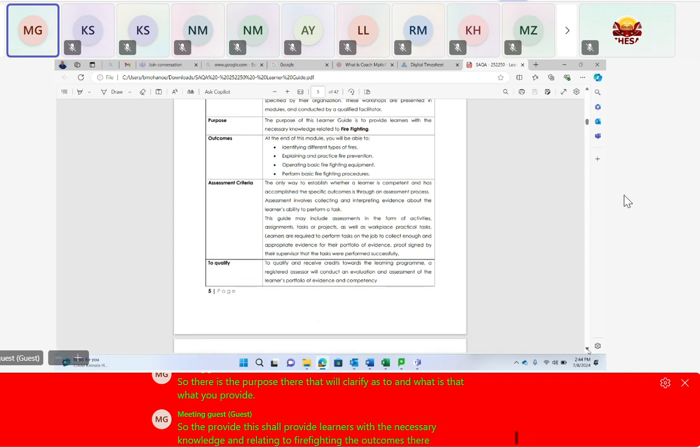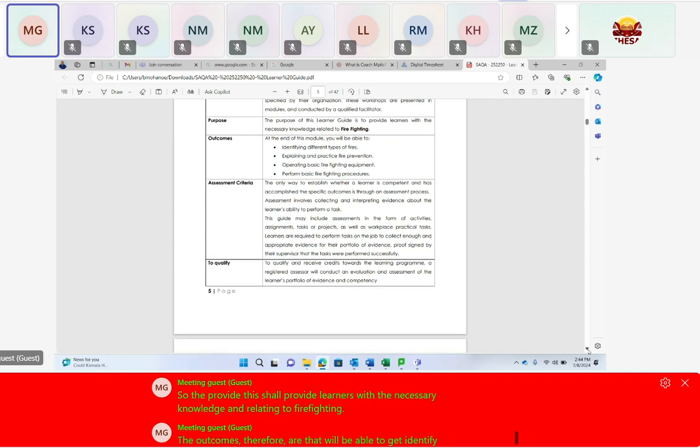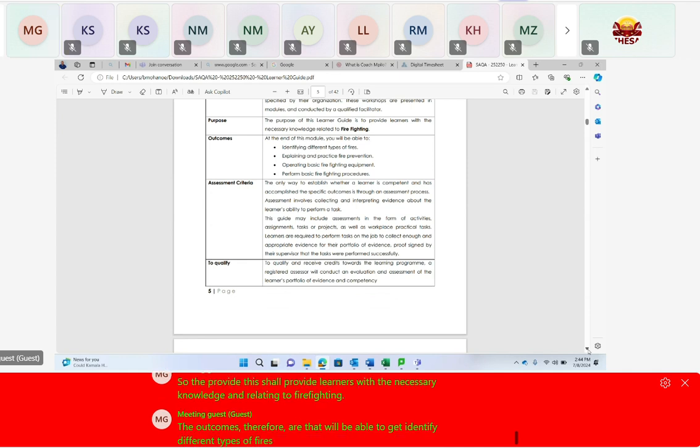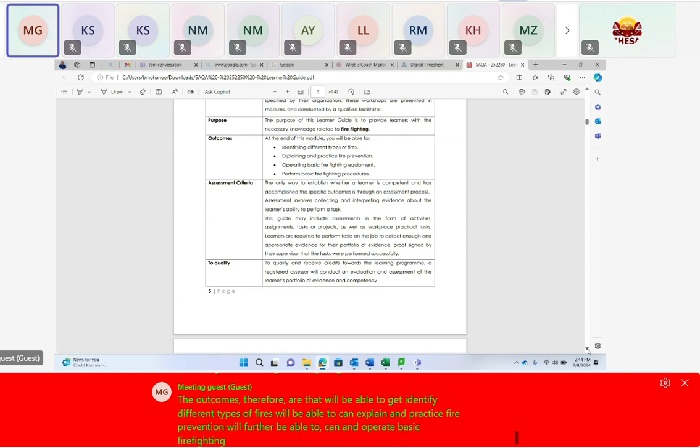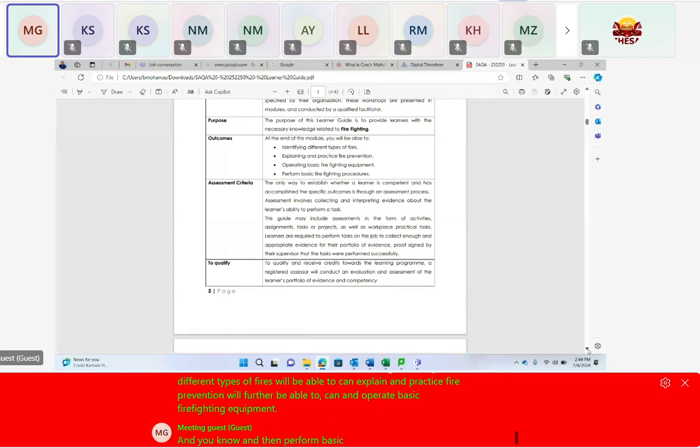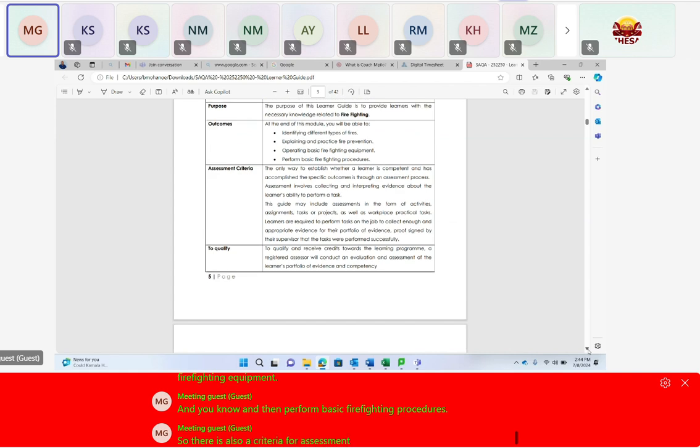The outcomes, therefore, are that learners will be able to identify different types of fires. We'll be able to explain and practice fire prevention. We'll further be able to operate basic firefighting equipment, and then perform basic firefighting procedures. So there is also a criteria for assessment, which is stated there.